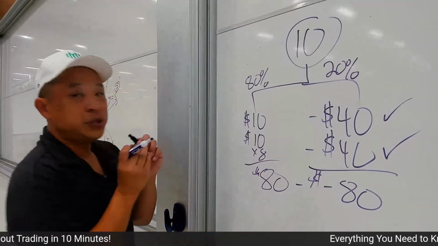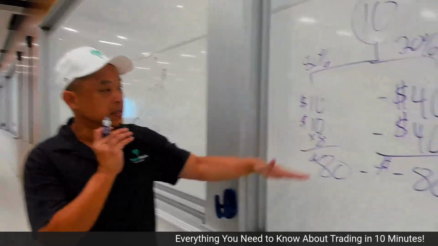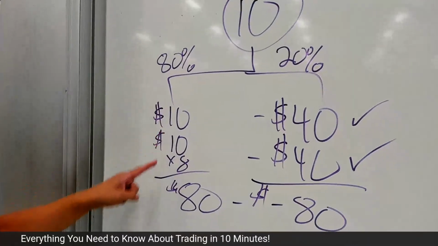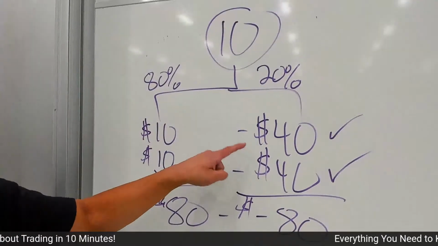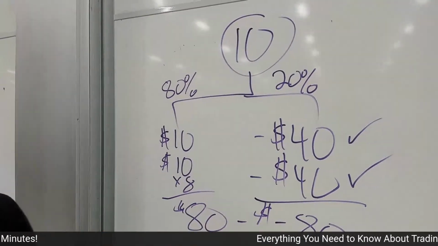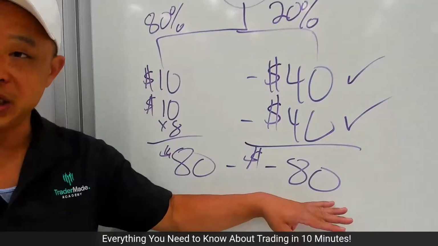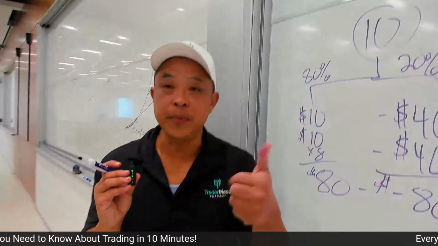Do you see the math behind this? This right here, I want you to focus on this. 80% of the time you make 10 bucks, you make 80 bucks. The other 20% of the time you lose 40 bucks. You lose a total of 80. Is there an edge here? There's no edge. You're not the house. You're just flipping a coin.